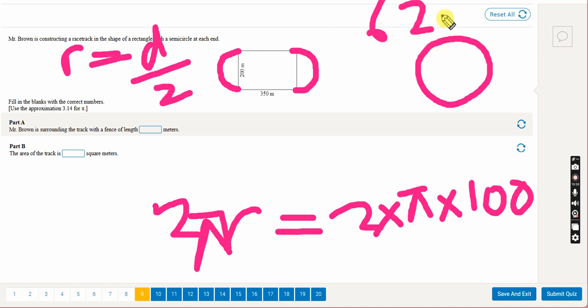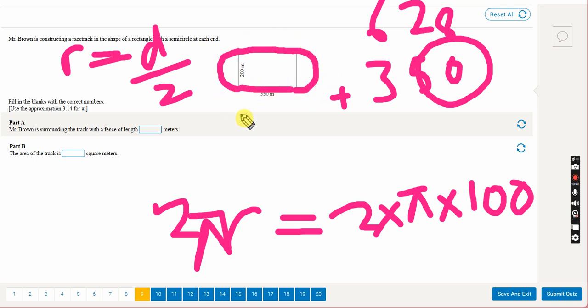Let's just write it near the circle. Now you add plus 350 plus 350. Again, why? Because we just want the outer part. We want this and we want this, so you can cover it all by the fence. Only the outer area. We know the outer area is 350 here and 350 there. So we're just going to add it all together, and what do we get? 1328.